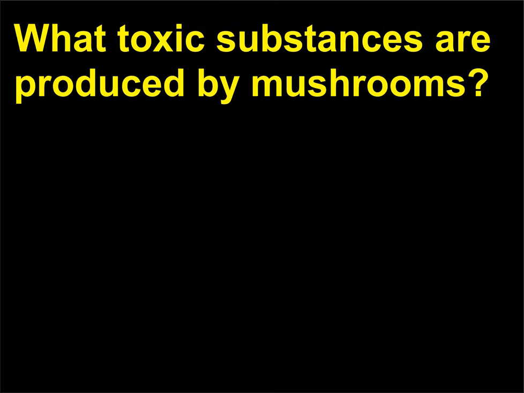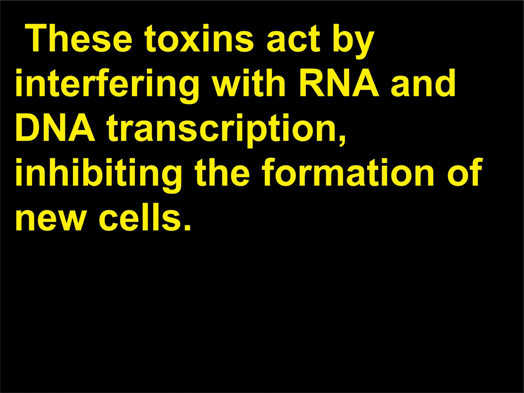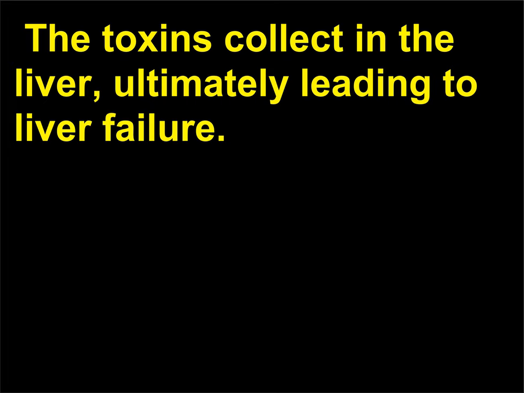What toxic substances are produced by mushrooms? The most toxic substances produced by mushrooms are amatoxins and phallotoxins, both cyclopeptides. These toxins act by interfering with RNA and DNA transcription, inhibiting the formation of new cells. The toxins collect in the liver, ultimately leading to liver failure.